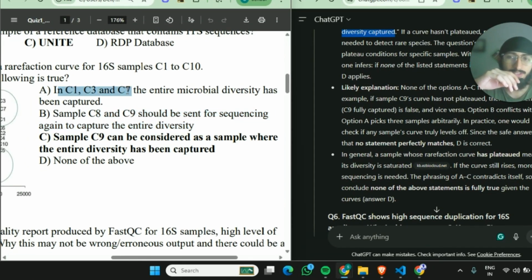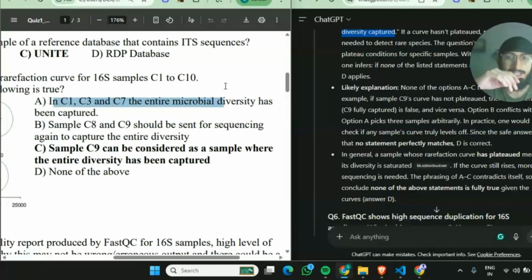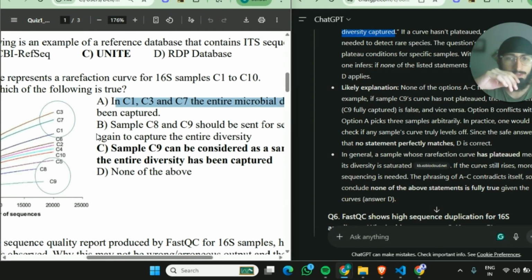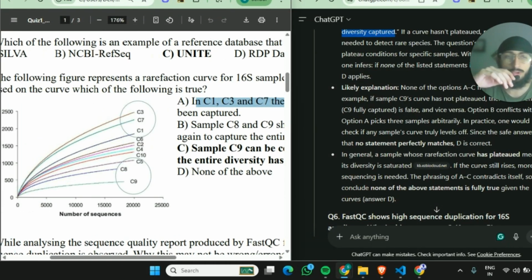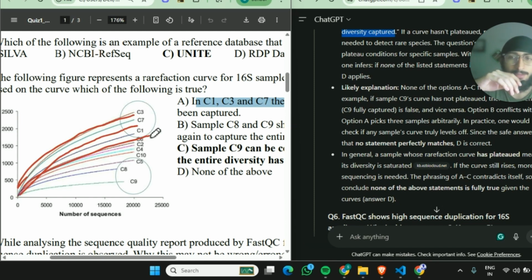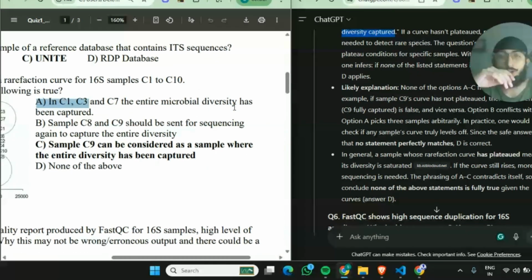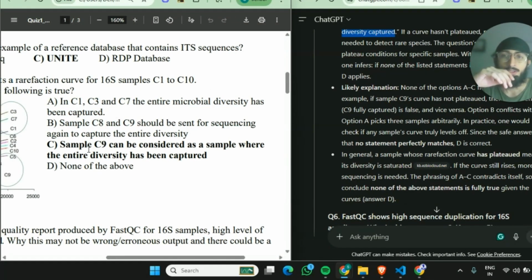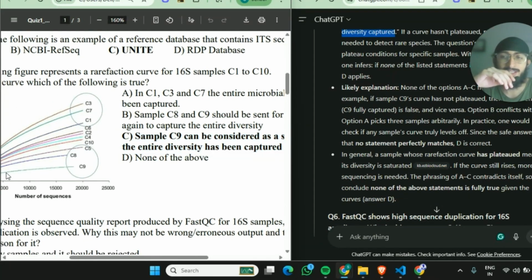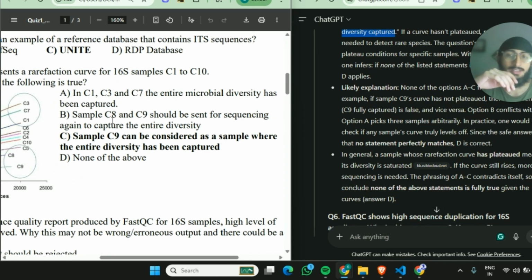Now moving on. In C1, C3, and C7, the entire microbial diversity has been captured. Actually, the entire microbial diversity has not yet been captured because we haven't reached a plateau in these graphs. You can see that these are all increasing. So we would require more sequencing to get more diversity. So this is also wrong. Now, sample C9 can be considered as a sample where the entire diversity has been captured. That is true, because C9 has plateaued completely, and that means the entire diversity has already been captured.